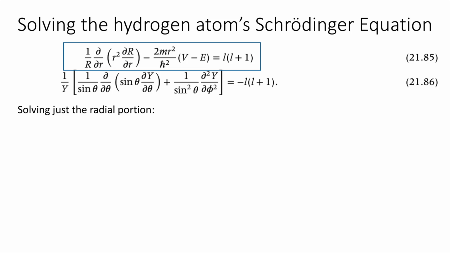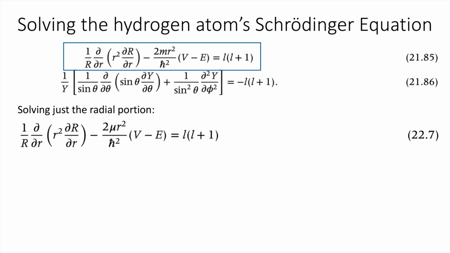Okay, so now let's look at the radial portion of the wave function. That's the one at the top, 2185 in the box. So let's look at that and try to justify it to ourselves a little bit. Equation 22.7 is really 2185, but using the reduced mass instead of the regular mass m. That's the only difference there.